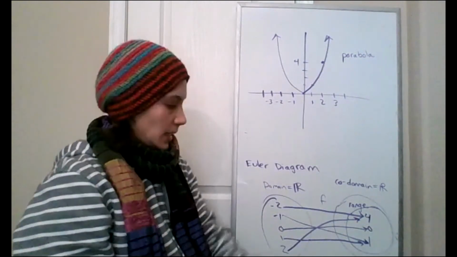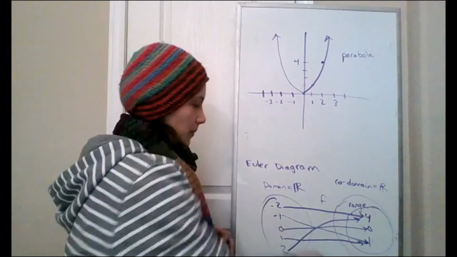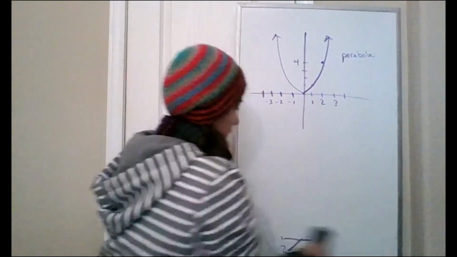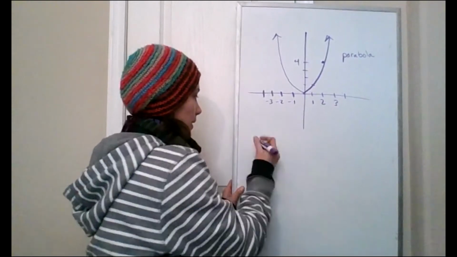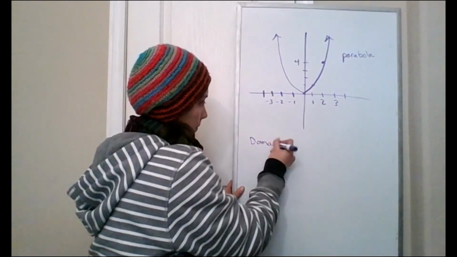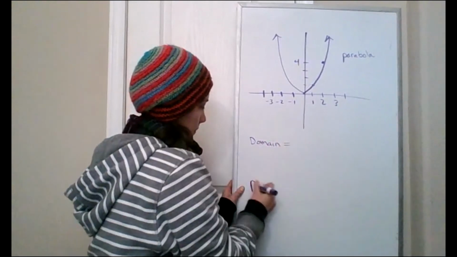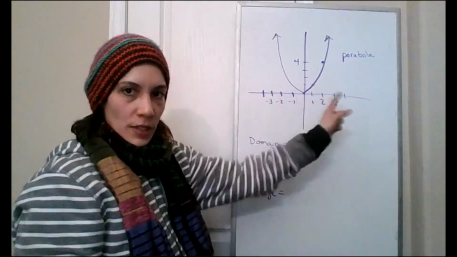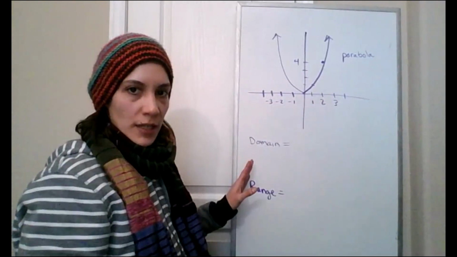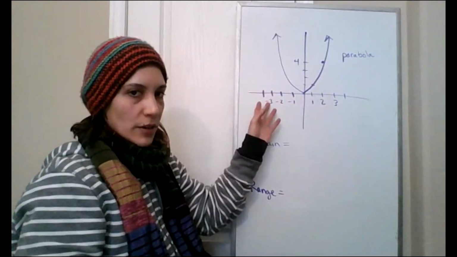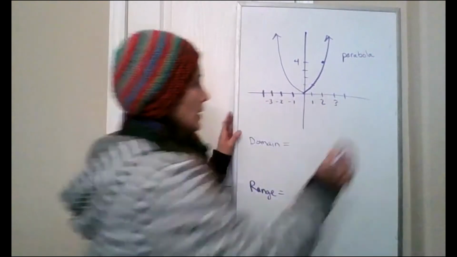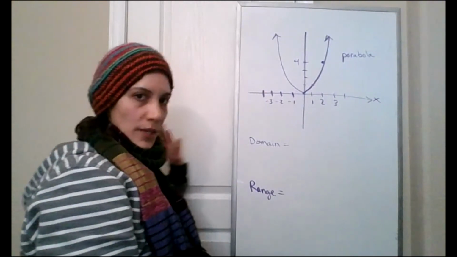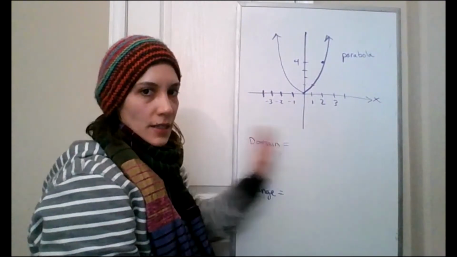Let's do the domain and the range. Your inputs are the x values. So when you look at the domain and you have a sketch of the graph, you're looking left to right at the variable x. So you can go all the way to the left and all the way to the right, and it's all real numbers.